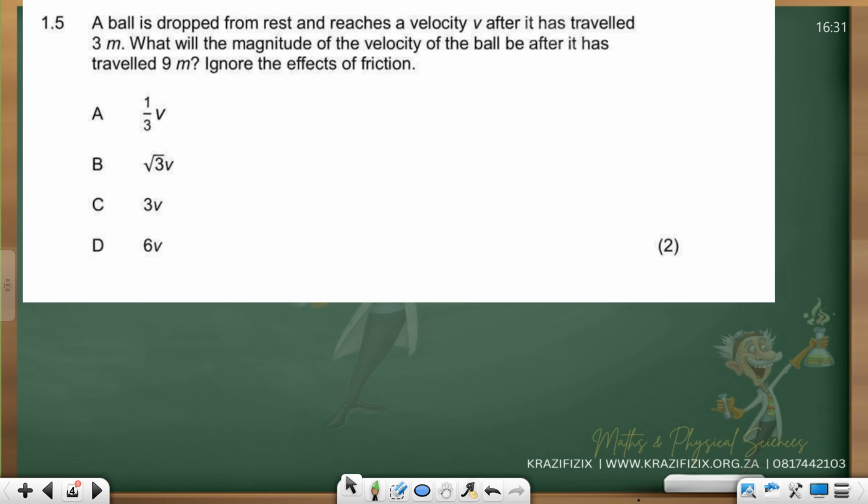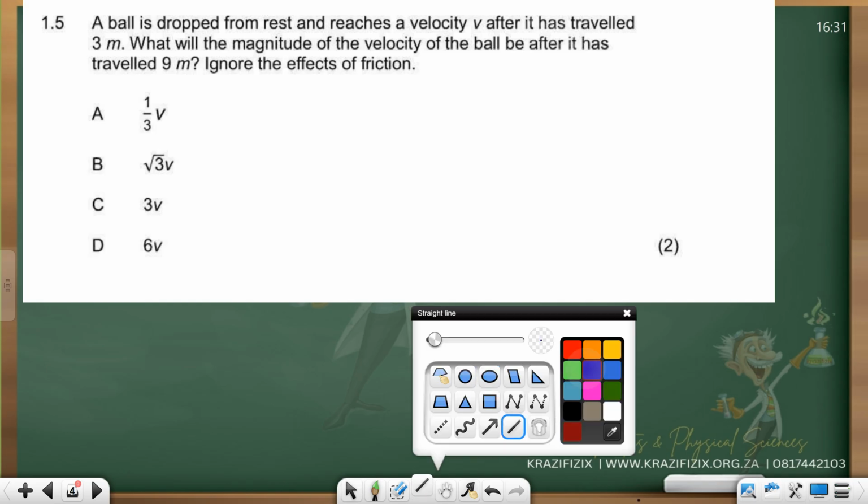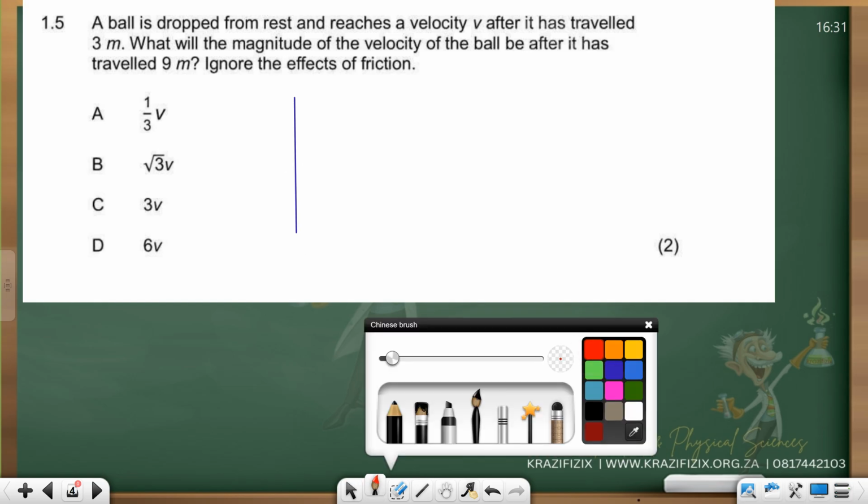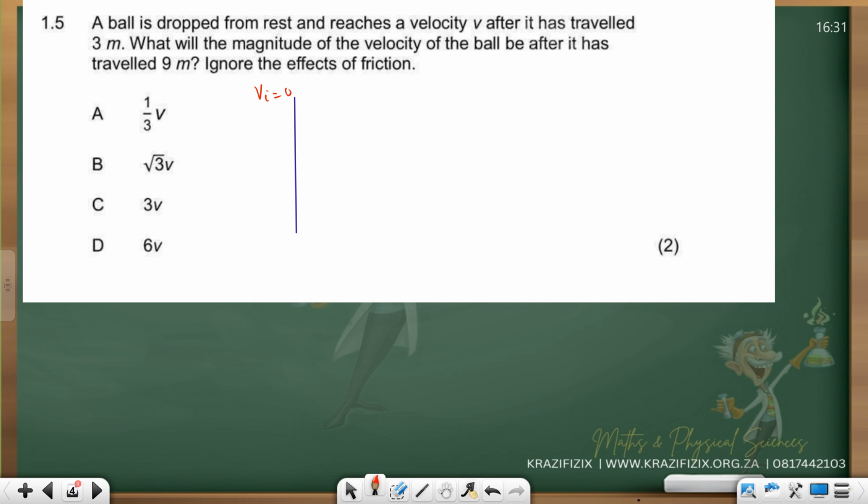A ball is dropped from rest and reaches a velocity v after it has traveled 3 meters. Let's try to create a little diagram. So it is dropped from rest. Initial velocity is 0. It has traveled 3 meters, and we know that the final velocity is v. That's what we are told. What will the magnitude of the velocity of the ball be if it travels 9 meters? I know maybe some of you are just saying 9 or something, or 6, but I doubt.